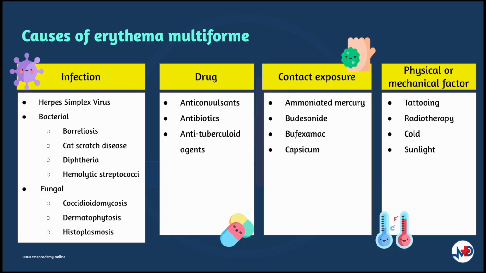The causes of erythema multiforme are: 1. Infections caused by herpes simplex virus, fungi or bacteria such as borreliosis, cat scratch disease, diphtheria, and hemolytic streptococci. 2. Drugs such as anticonvulsants, antibiotics, and antituberculous agents. 3. Contact exposure such as ammoniated mercury, budesonide, and capsicum. And 4. Physical or mechanical factors such as tattooing, radiotherapy, cold, and exposure to sunlight.